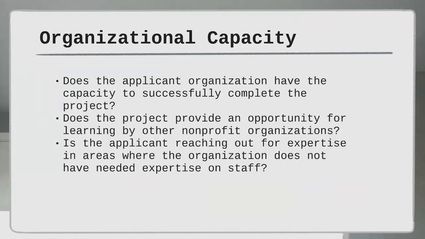Next, we've got organizational capacity, which will expand on what you touched on when you talked about the project sustainability and the team that you have or the collaborators that you're working with. Does the applicant organization have the capacity to successfully complete the project? That's what they're looking at overall.